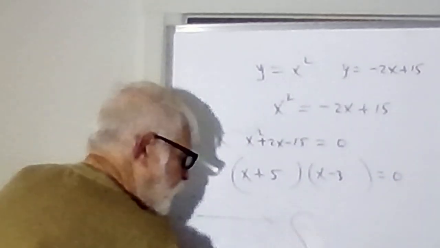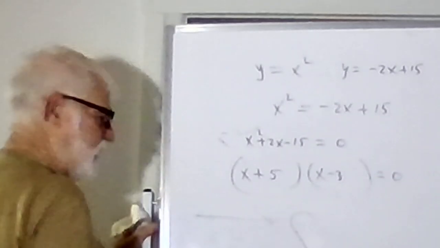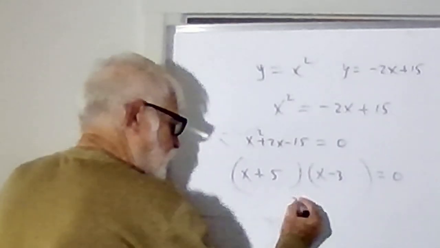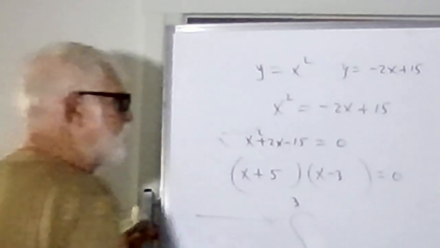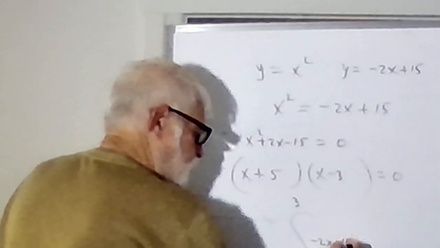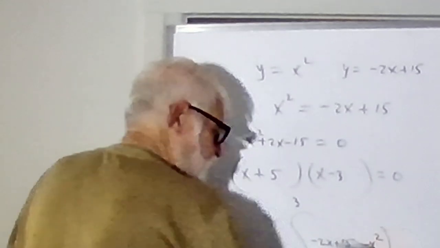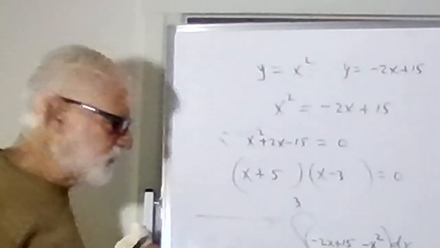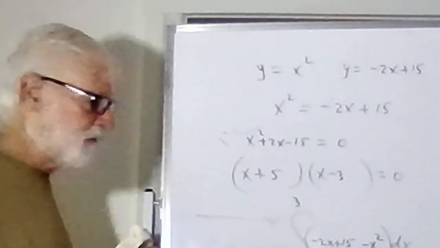So we're going to integrate from negative 5 to 3. And we're going to take the top function, which is minus 2x plus 15. We're going to subtract the bottom function to get each of those altitudes. And we're going to give those altitudes a little bit of width. And we're going to add them all up. We're going to get an exact answer. And I'm not going to take the time to do that integration.